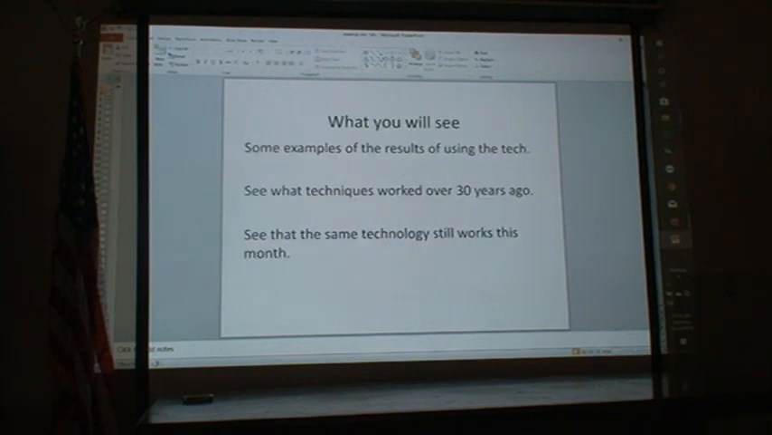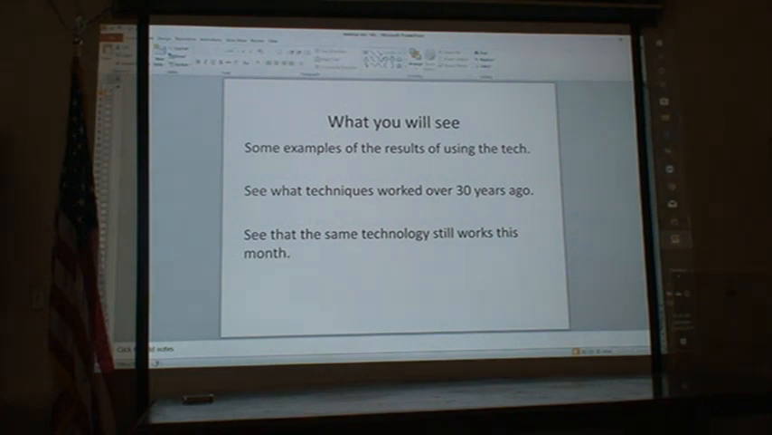Now what you're going to see are some examples of the results using this technology. You're going to see what techniques worked over 30 years ago, and you can effectively see that the same technology still works today. Matter of fact, works this month.